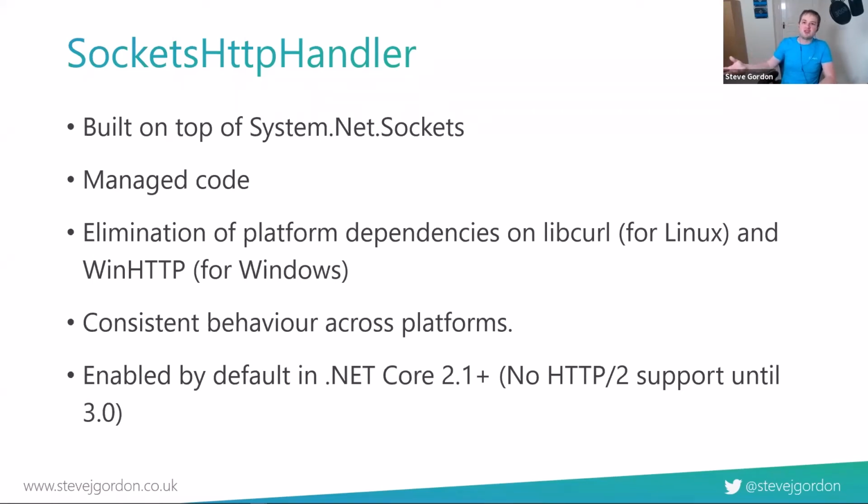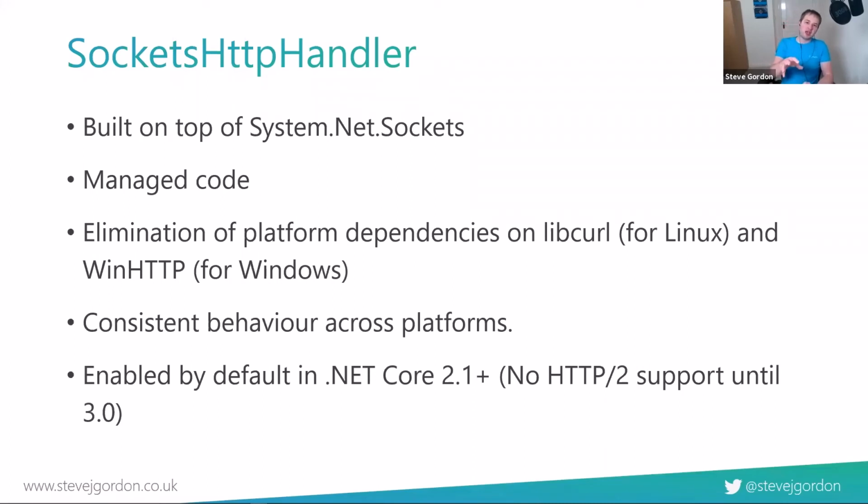The .NET team were working on the sockets HTTP handler. So what is this? Before this was introduced, the way that .NET Core worked, because it was cross-platform, it called down to OS APIs for sending the requests, for actually doing HTTP. On Linux, it was using libcurl, and for Windows, it would fall back down to WinHTTP. So these are OS libraries for making the requests.